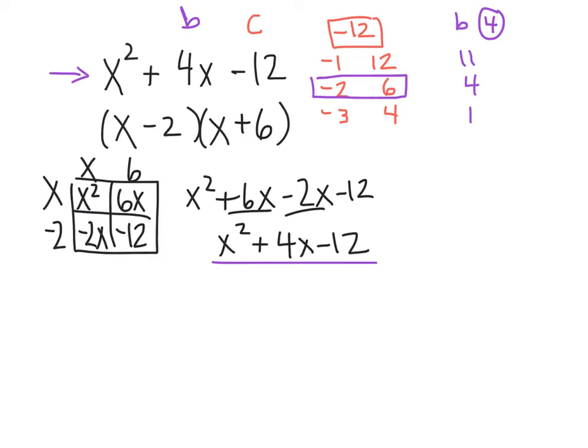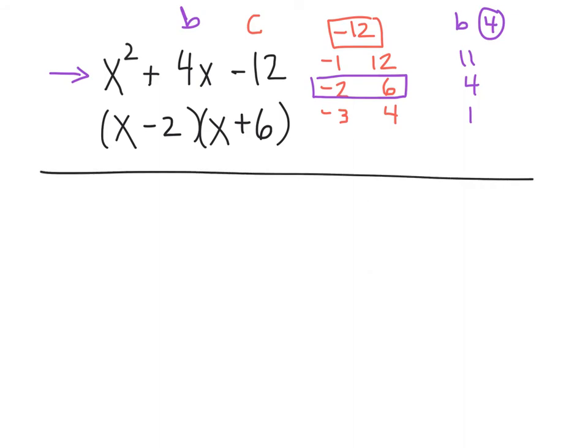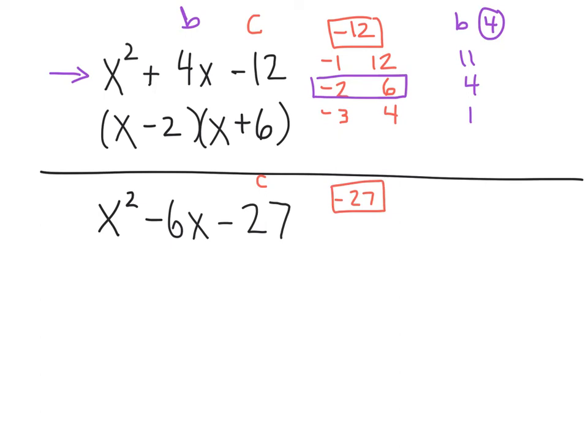Okay, I'm going to erase my work right there, and I'm going to try another problem here with you. All right, let's try x squared minus 6x minus 27. Okay, so same process. C is negative 27. We're going to write that right here, and we're going to find our factors.